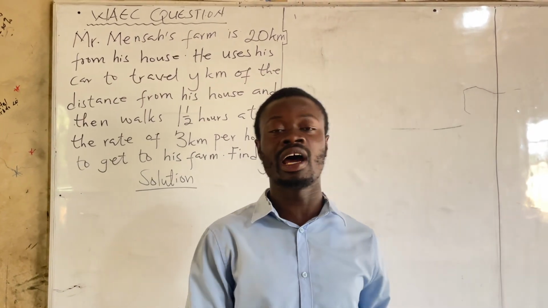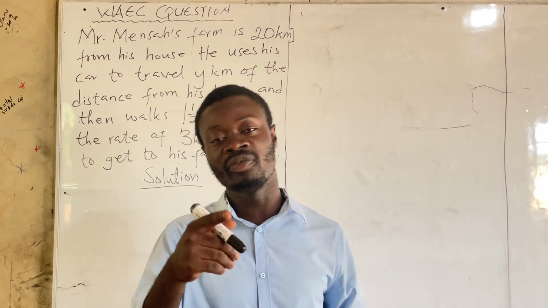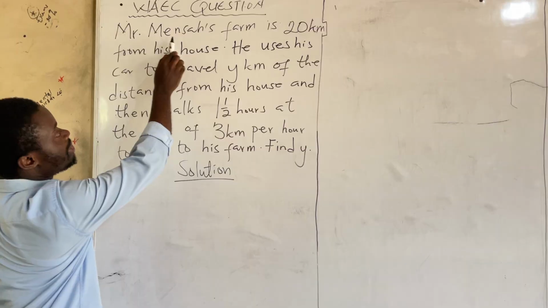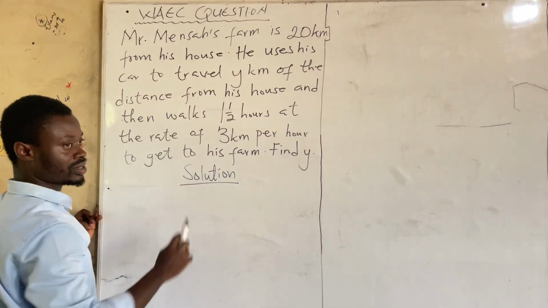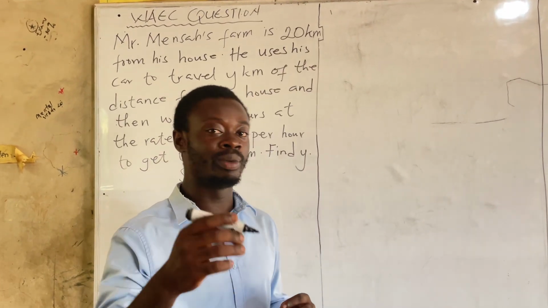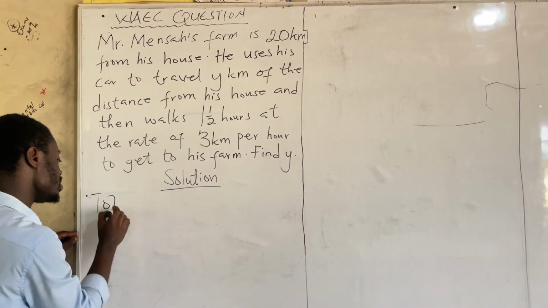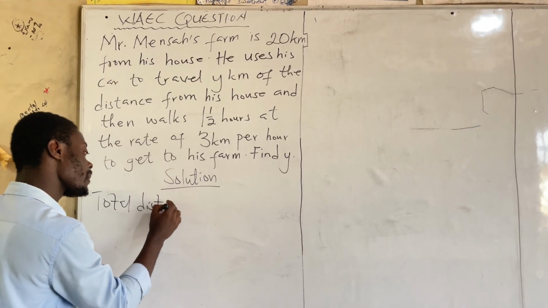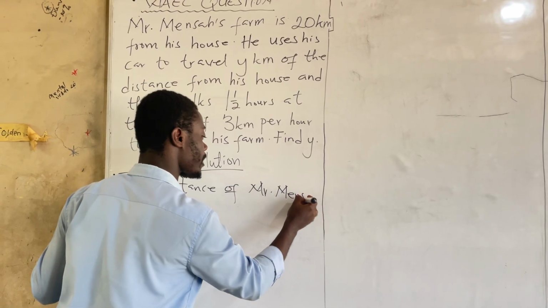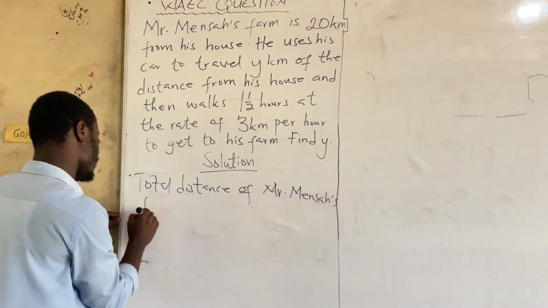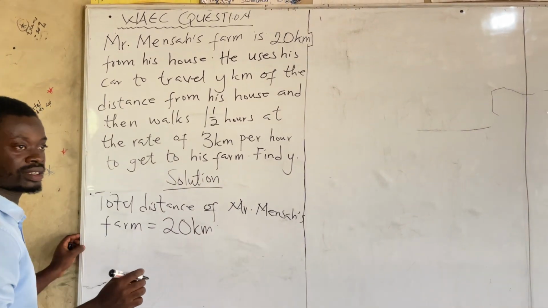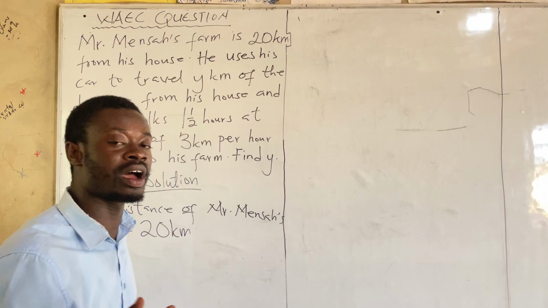Let's read the question and write down all the vital information before we start to solve. The question said Mr. Mensah's farm is 20 kilometers from his house. This means that the total distance of the farm from his house is 20 kilometers. So let's write it: total distance of Mr. Mensah's farm is equal to 20 kilometers. So the total distance from his house to the farm is 20 kilometers.